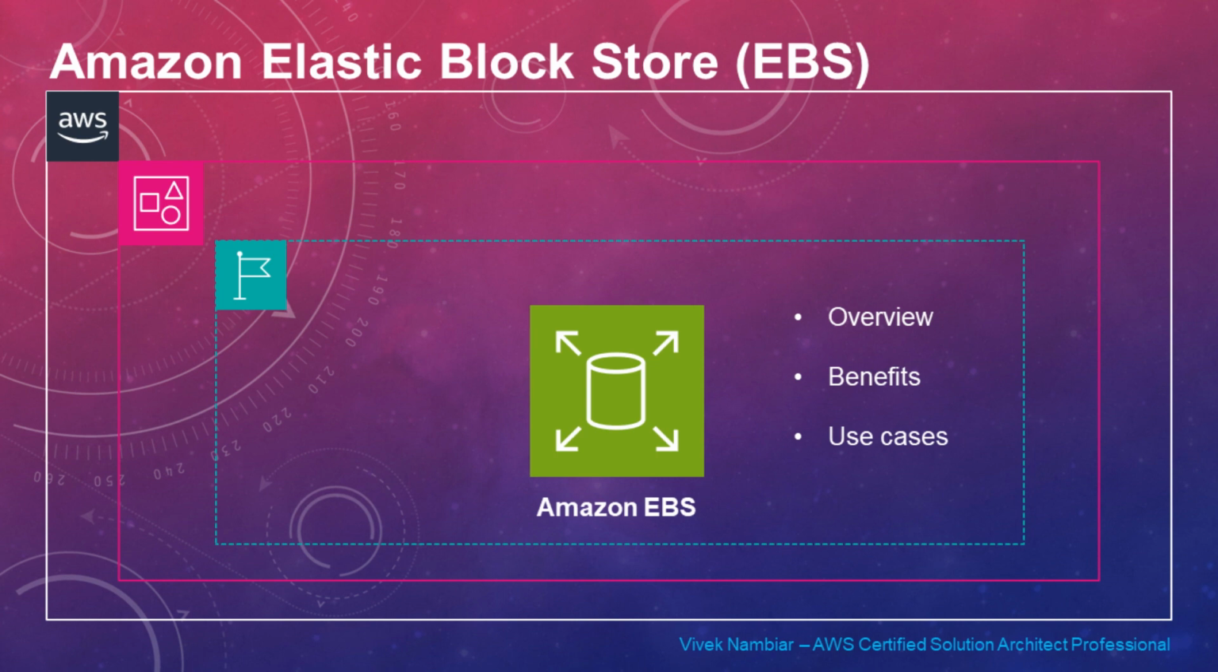The encryption occurs on the servers that host EC2 instances, providing encryption of data in transit from EC2 instances to EBS storage. You can create point-in-time snapshots of EBS volumes, which are persisted to Amazon S3. Snapshots protect data for long-term durability, and they can be used as the starting point for new EBS volumes. The same snapshot can be used to create as many volumes as needed. These snapshots can be copied across AWS regions.